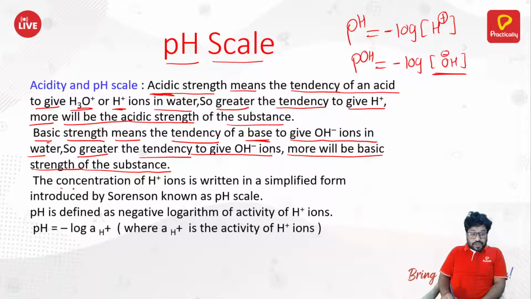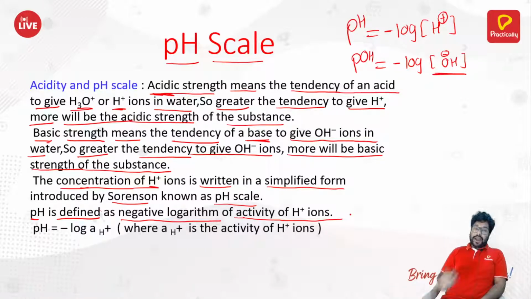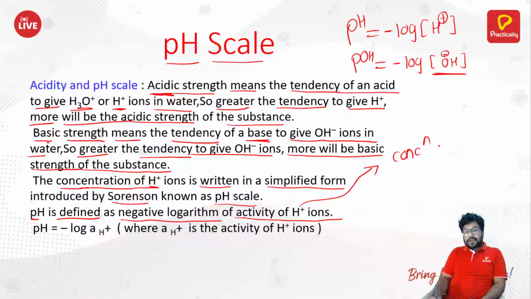Now the concentration of H plus ion is written in a simplified form, as I told you, introduced by Sorensen, known as the pH scale. What is the pH scale? Now pH is defined as the negative logarithm of the activity of H plus ion. Now you might say, sir, where did this activity term suddenly come from? The activity of H plus ion is nothing but the concentration of H plus ion.